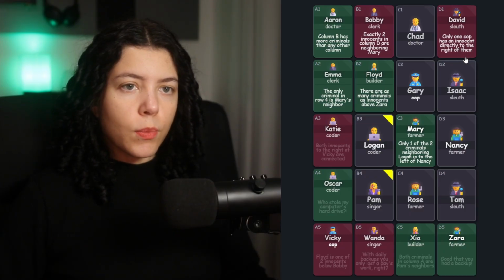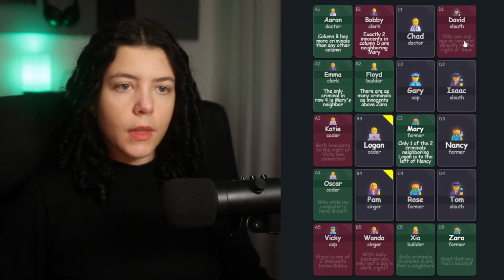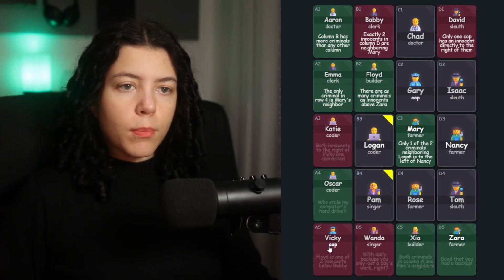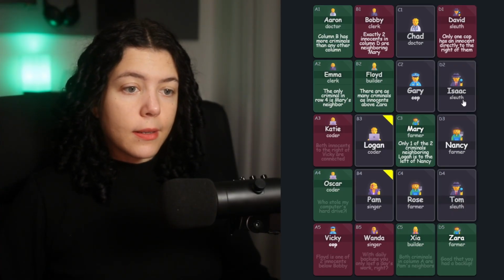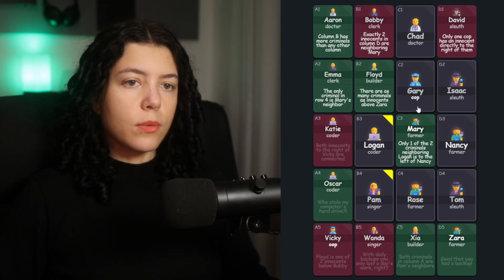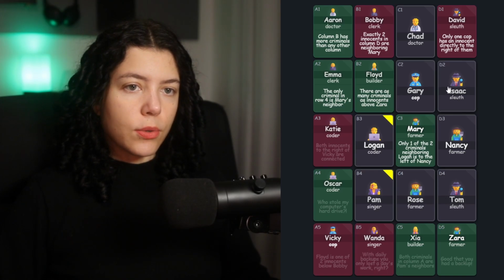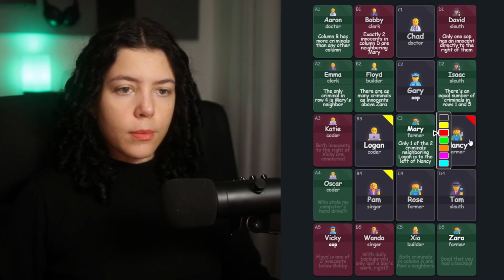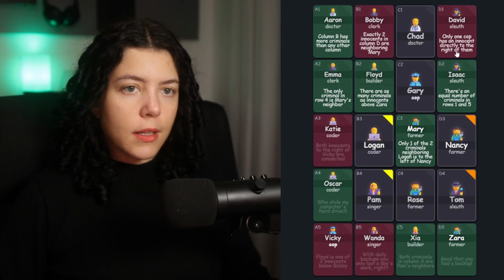David says that only 1 cop has an innocent directly to the right of them. So where are all the cops? Gary and Vicky both have people to their right, but one of them already has a criminal. So the other one has to be the one who has an innocent. So Isaac's now an innocent. And we know that Nancy and Tom are opposites. So we're gonna tag them as that and dismiss David's clue.